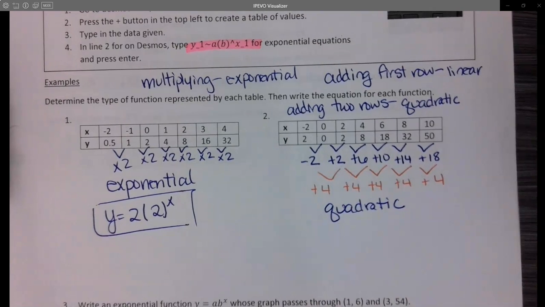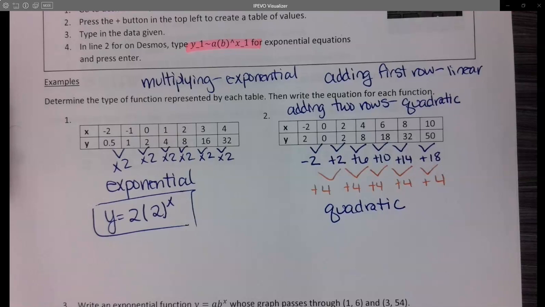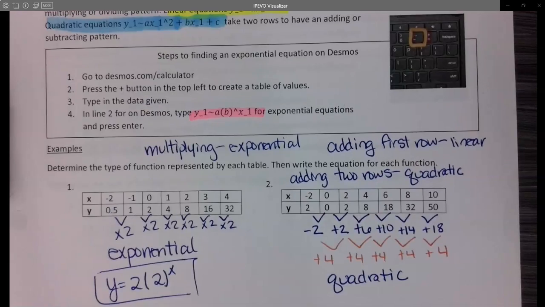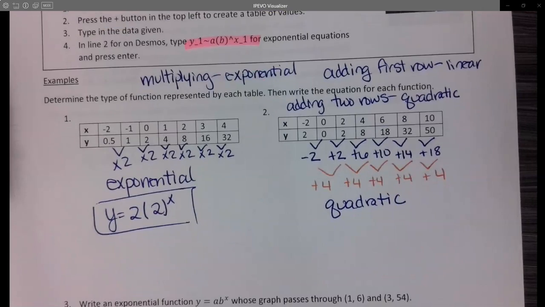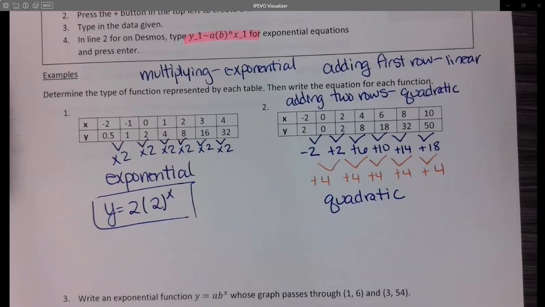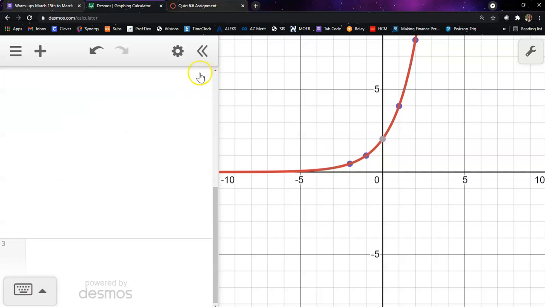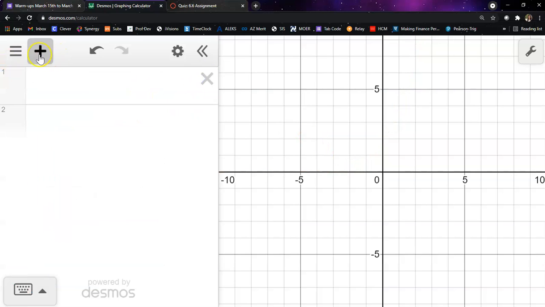So then I want to type this into Desmos, but when I go to do my equation, I'm going to use the one I highlighted in blue. Let's get rid of you. Let's just start a whole new table.